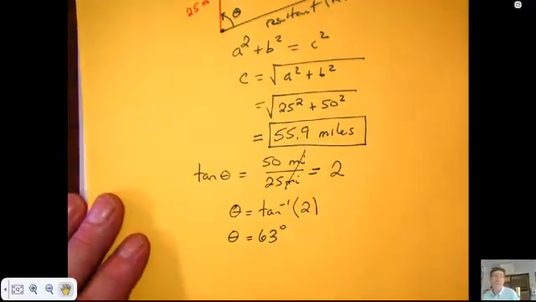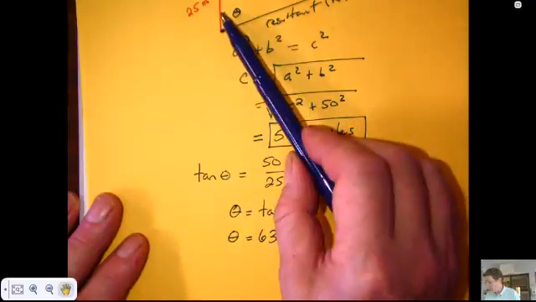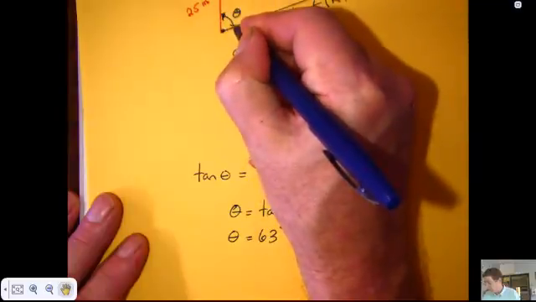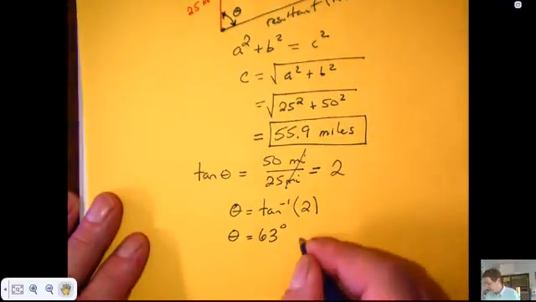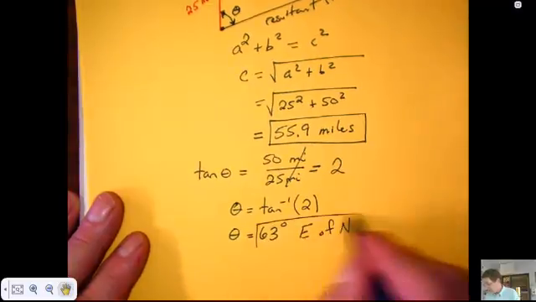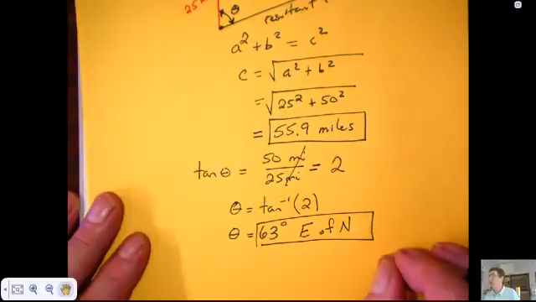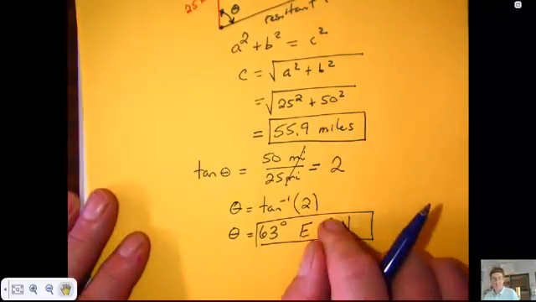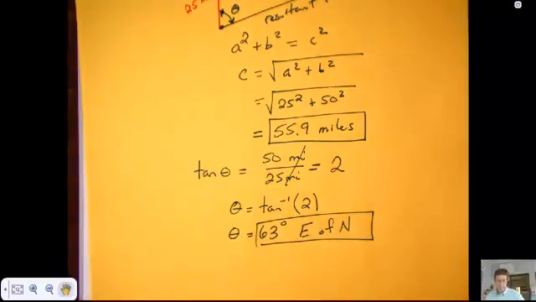That's still not enough, is it? I need to know where that 63 degrees is. We're rotating that far from north. I should put my arrow the other way, shouldn't I? We're rotated to the east, so that is east of north. And now that describes that vector perfectly. I know exactly how long it is, this magnitude, and I know exactly where it's at. Okay?